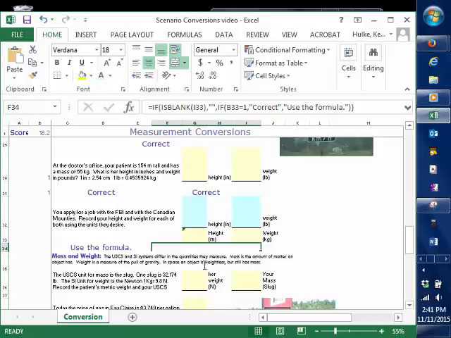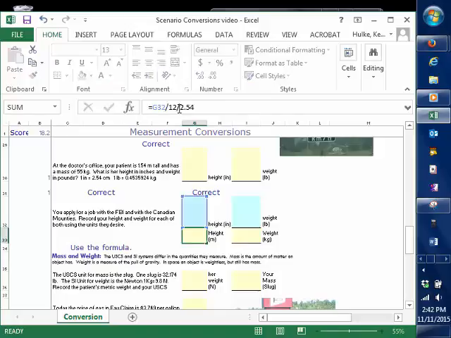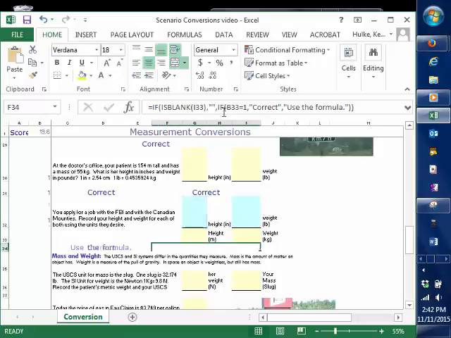What did I do wrong? I'll do it the other way around. I'm going to multiply my height in inches times 2.54 divided by 100, because that switches it back into centimeters, and then I get the right answer.